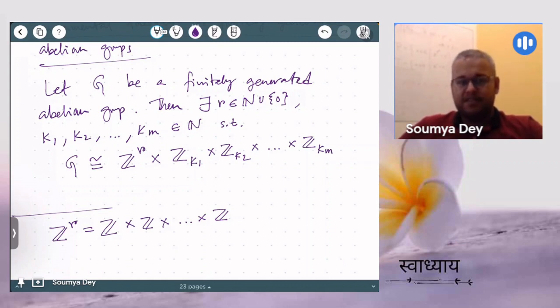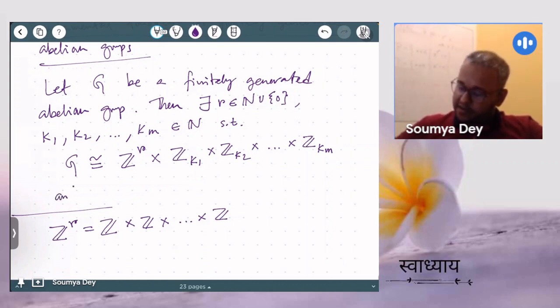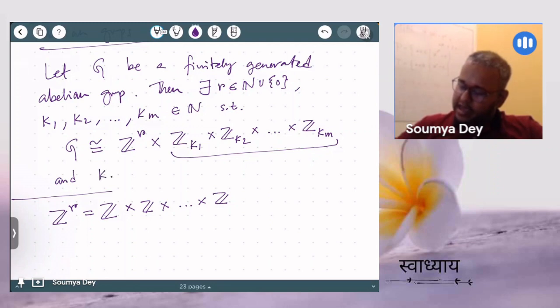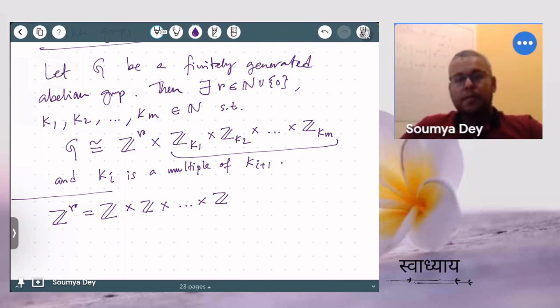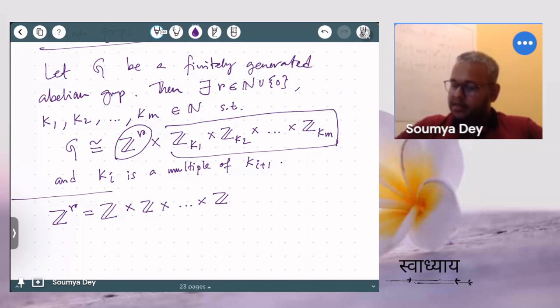And you can impose the condition of the second version, let's say. What is the second version for this part? It will tell me that I can put Ki is a multiple of Ki plus 1. So I can write this group, which is a finitely generated abelian group, as a product where one part is basically some product of Z's. Okay, and the remaining part, this is called the torsion. This part is called the torsion or the finite part.